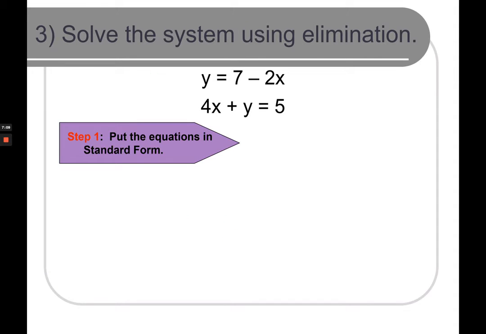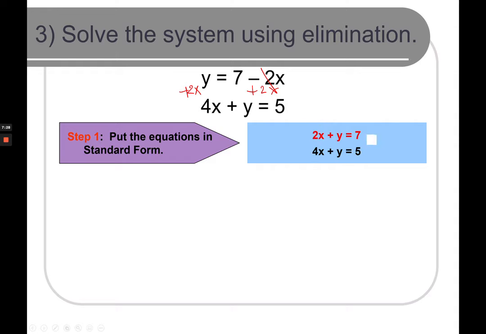Okay, solve the system of equations using elimination method. So step 1 is not yet in standard form. What do we do? We add both sides by 2x. So this cancels out. 2x appears positive on the right side, and there it is: 2x plus y is equal to 7. Because it's difficult to perform your elimination method if the variables are not aligned.